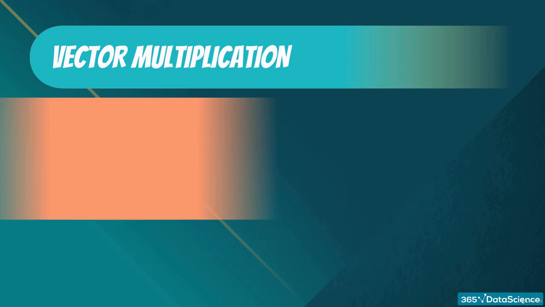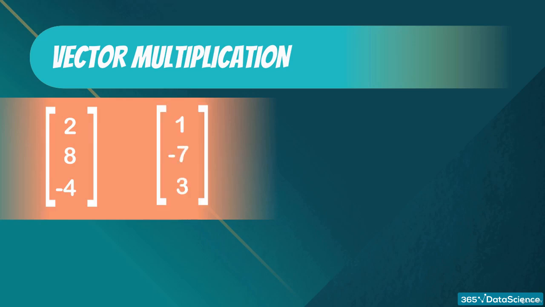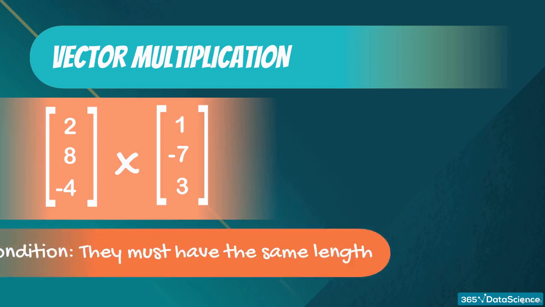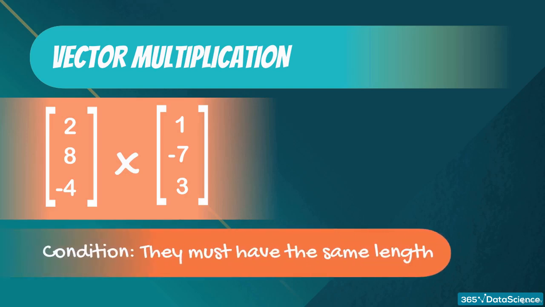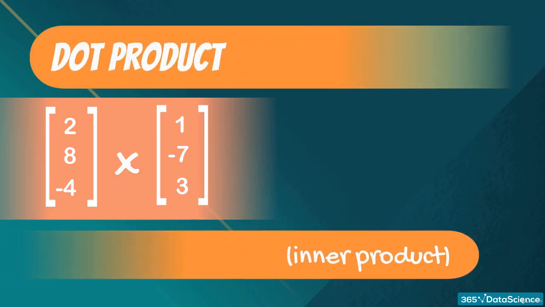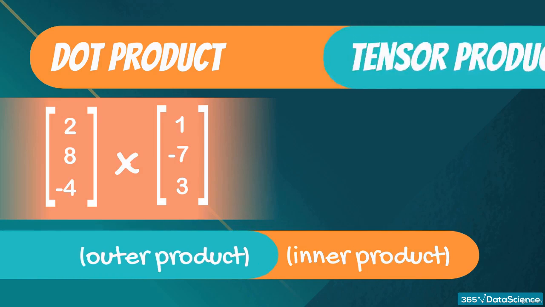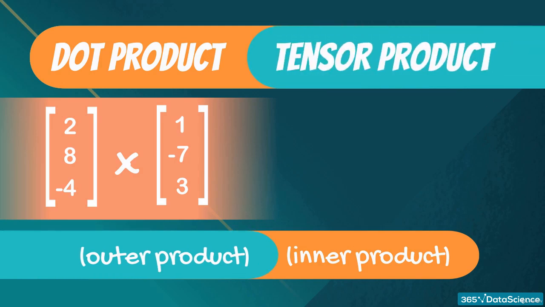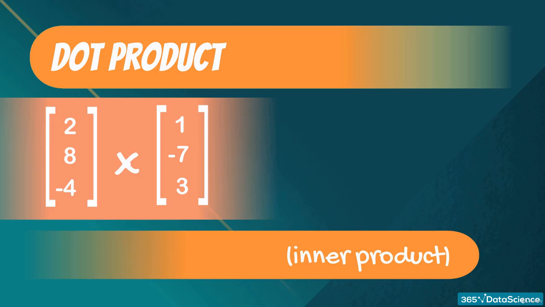So, let's take these two vectors: 2, 8, minus 4, and 1, minus 7, 3. If we want to multiply them, the condition is they must be compatible, or in other words, have the same length. All right. There are two types of products we can get. One is called dot or inner product, while the other, outer or tensor product. Here, we won't be needing the outer product, so you can read about it on your own if you wish.